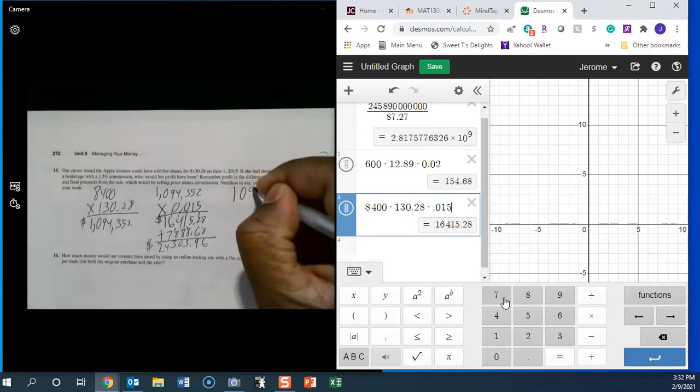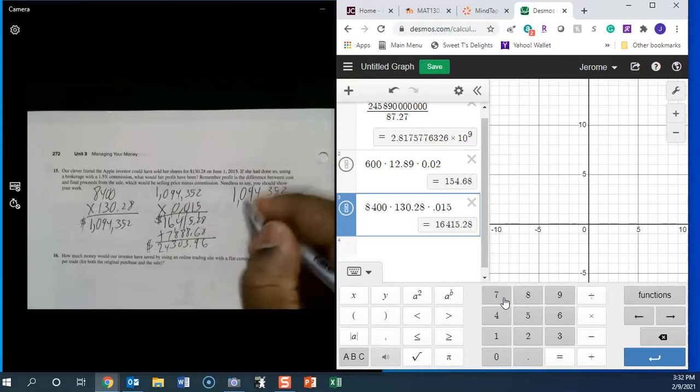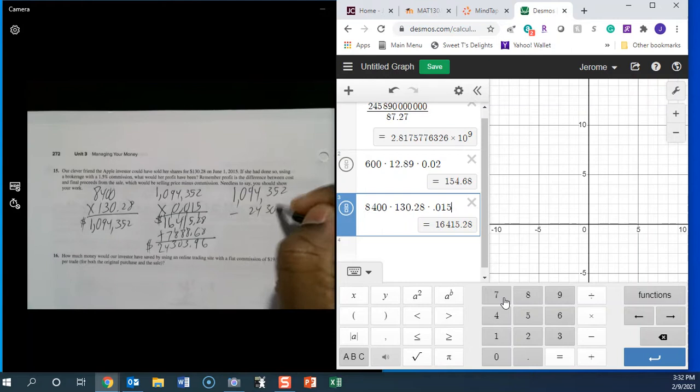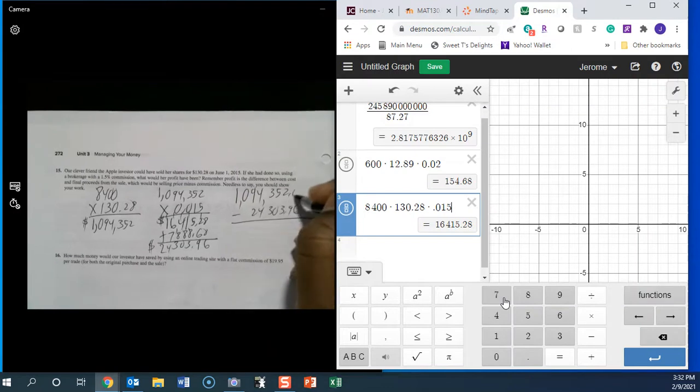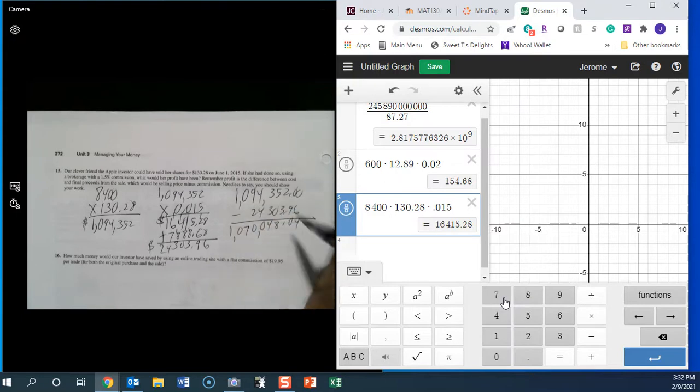So now we would take this $1,094,352 and subtract the $24,303.96. So you were left with $1,070,048.04. This would be how much of a profit you made, which is still quite handsome.